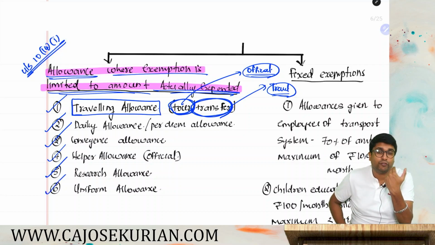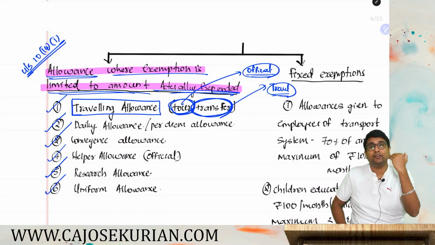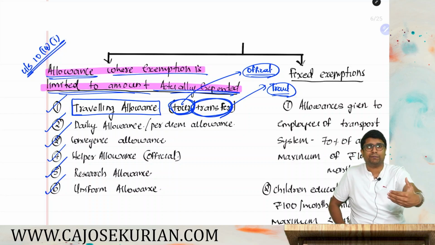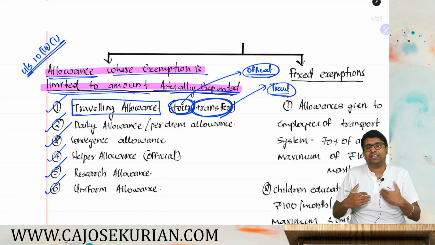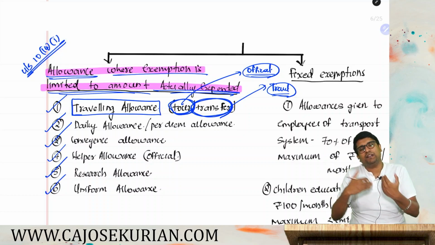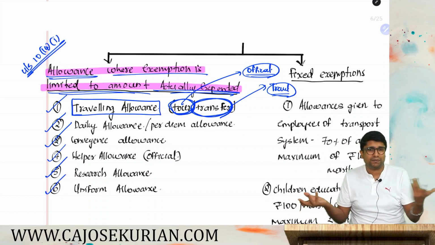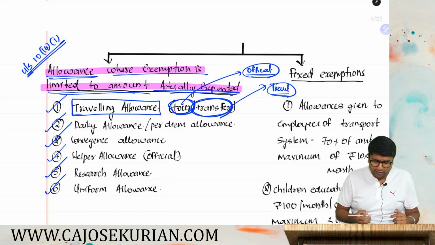And the last one is uniform allowance. If you are getting a uniform allowance and you are expending it for its intended purpose, that means an allowance which is given to you to buy uniforms, and you have expended that respective uniform allowance for the intended purpose, then again nothing shall be taxable, and this is what they are saying.